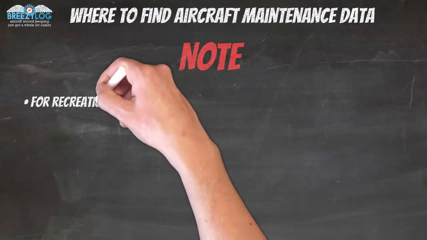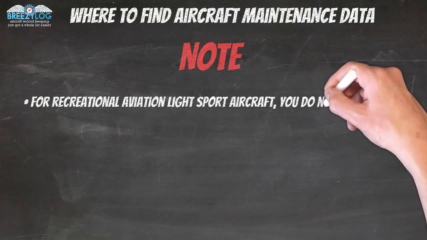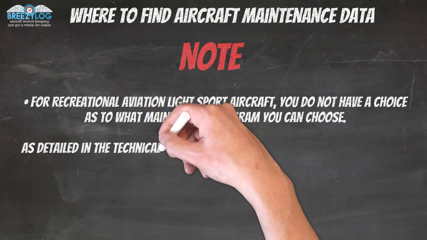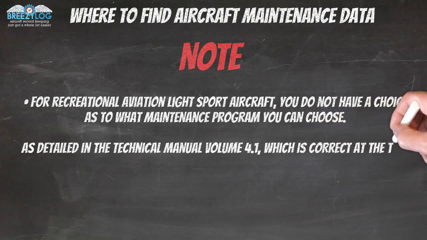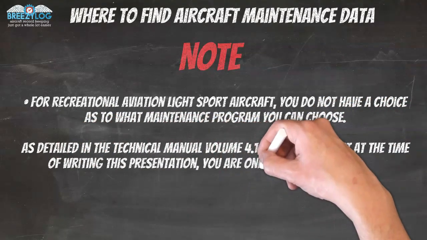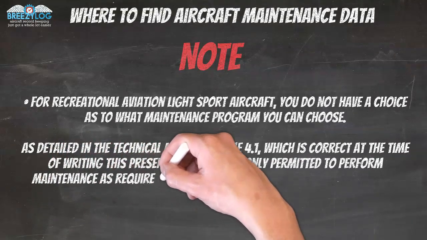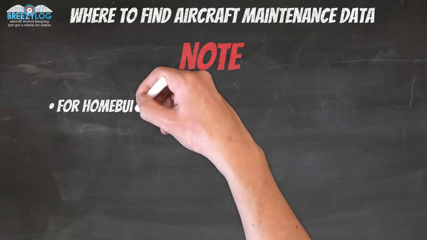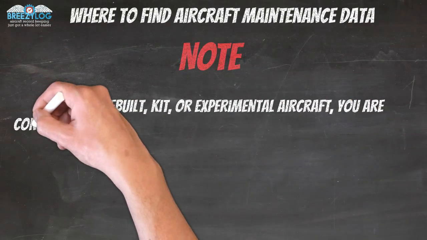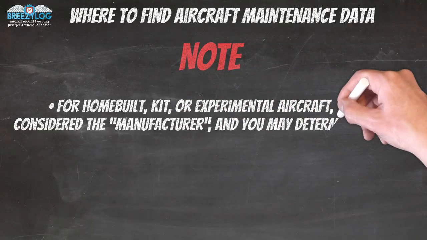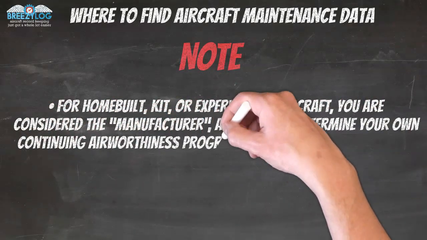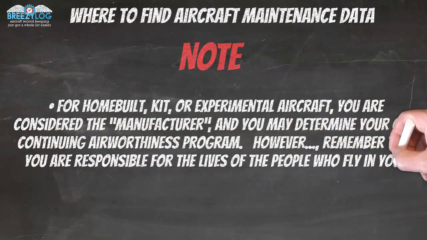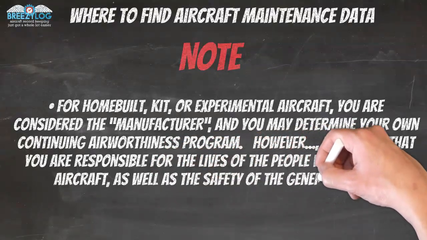Please note, for recreational aviation light sport aircraft, you do not have a choice as to what maintenance program you can choose. As detailed in the Technical Manual Volume 4.1, which is correct at the time of writing this presentation, you are only permitted to perform maintenance as required by the manufacturer's maintenance program. For home-built, kit, or experimental aircraft, you are considered the manufacturer, and you may determine your own continuing airworthiness program. However, remember that you are responsible for the lives of the people who fly in your aircraft, as well as the safety of the general public.